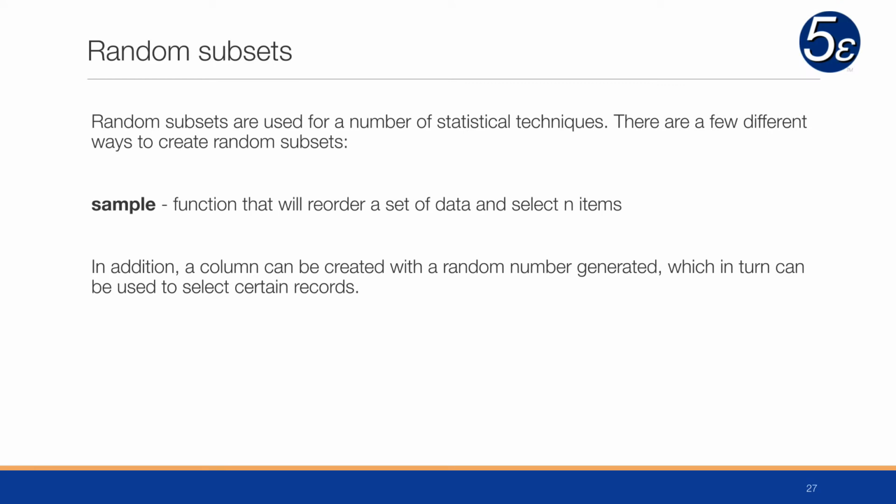Now, random subsets are used for a number of statistical techniques, and there are a few ways to create random subsets. First is the sample function. The sample function is a function that will reorder a set of data and select n items. In addition, a column can be created with a random number generated, which in turn can be used to select certain records. So we'll go over both methods.